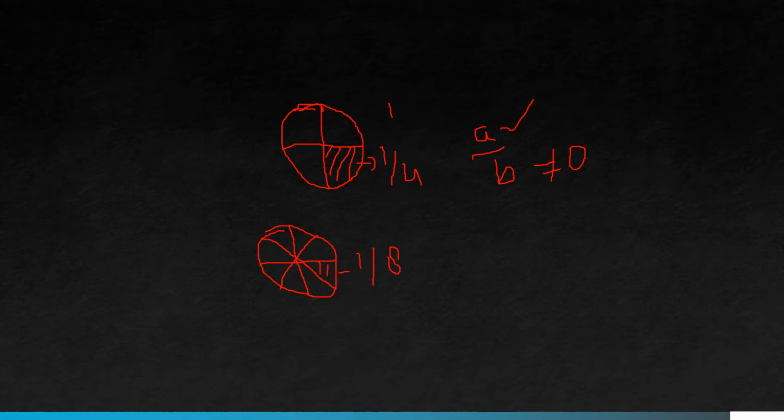So let me just erase this. Our next part is: let's say we have one diagram, and this diagram has 5 parts. 1, 2, 3, 4, 5 parts. We have 5 parts.